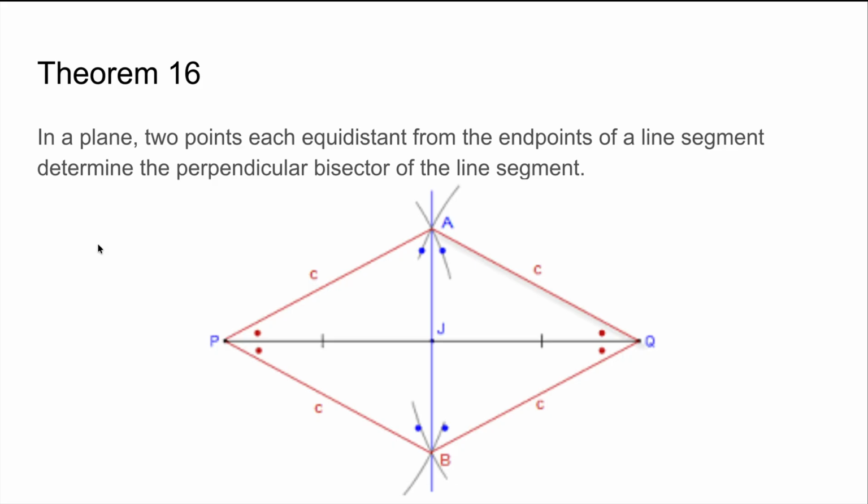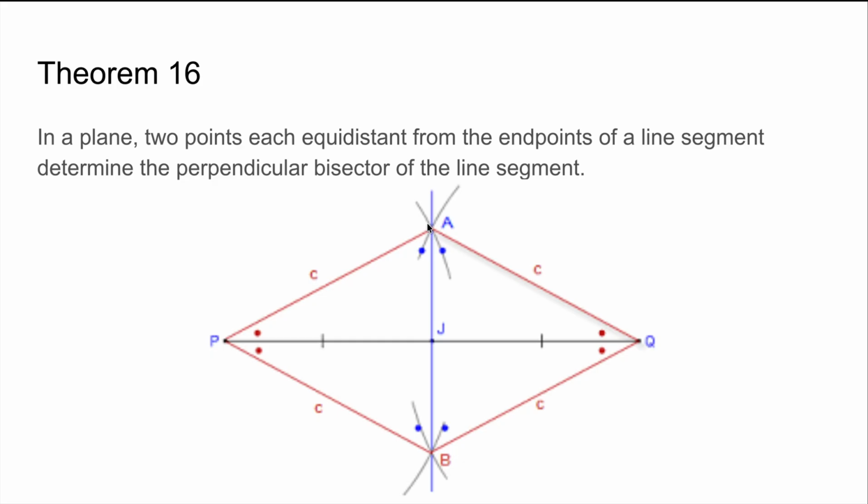Next, Theorem 16. In a plane, two points, each equidistant from the endpoints of a line segment, determine the perpendicular bisector of the line segment. So, PQ is our line segment. Imagine we used our compass to bisect this line. We drew an arc this direction and that direction, and then we did the same thing below. We connected these points of intersection, and then we created a little rhombus or parallelogram.